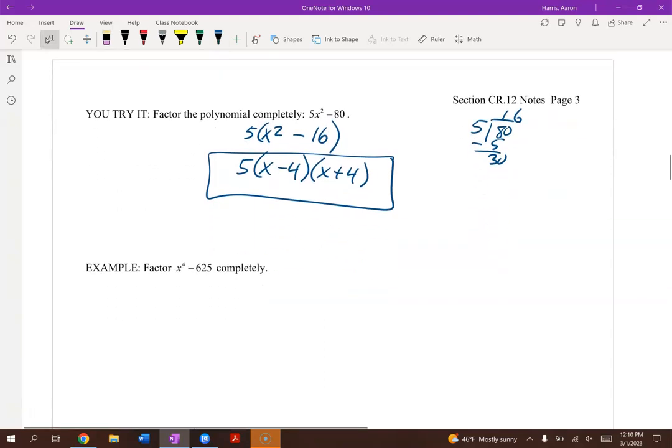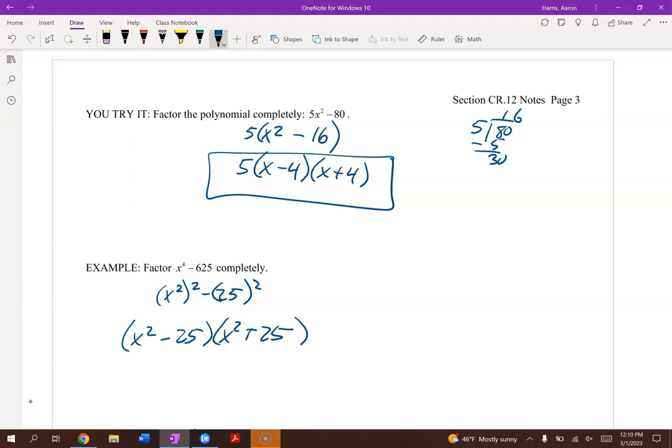How about that x to the 4th minus 625. Does anybody know the 25 is a perfect square? What times what gives you 625? Anybody know that by chance? 5 and 5, 25, but 25 and 25 is 625. So this is actually x squared being squared, and that's minus 25 being squared. So this is difference of squares. Again, 25 and 25, 625. And then I say, oh, I have another difference of squares. Which one? I can keep going.